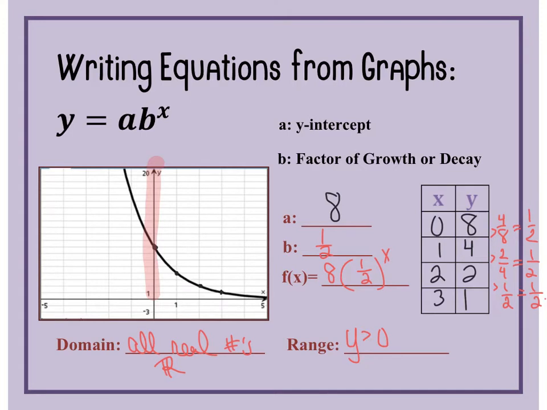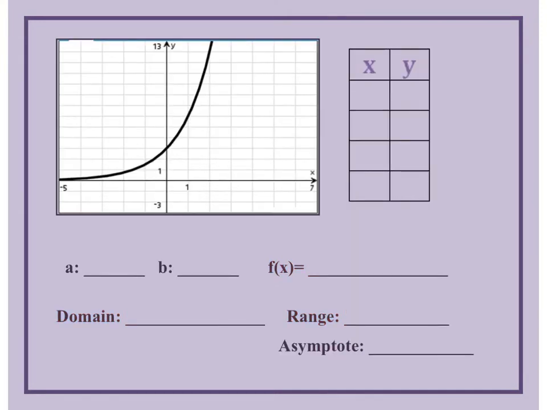Okay, so let's try this again. I have a graph here. We're going to start with finding our y-intercept. So my y-intercept is my starting point. That number is a 3. So my ordered pair is 0, 3.